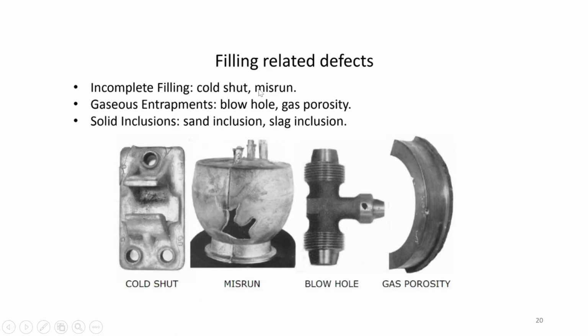Next you have filling related defects. First is incomplete filling. Cold shut, shown here, and misrun are incomplete filling, or they can be gaseous entrapments such as blowholes and gas porosity, and they can be related to solid inclusions as well, so sand inclusion and slag inclusion. Sand inclusion comes from the mold, and slag inclusion comes from the molten metal. These all reduce the quality of your casting.